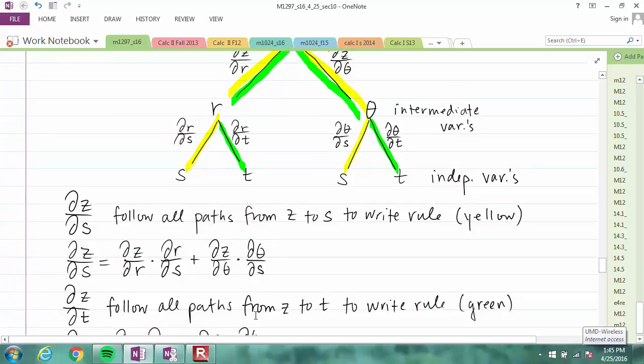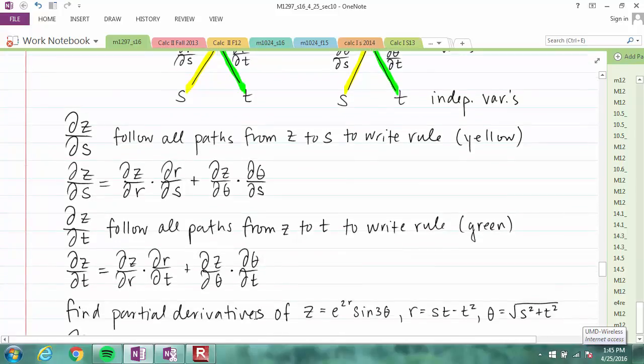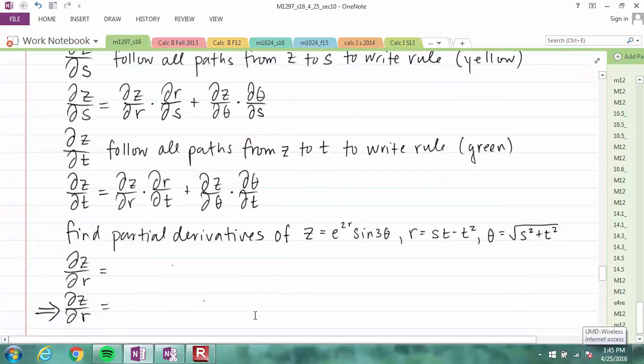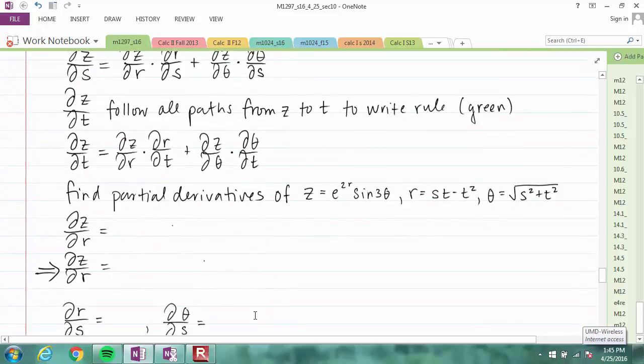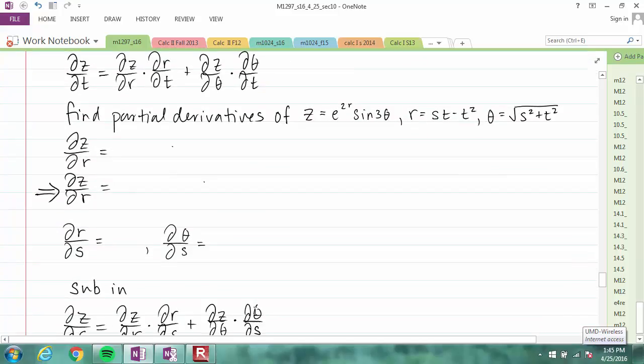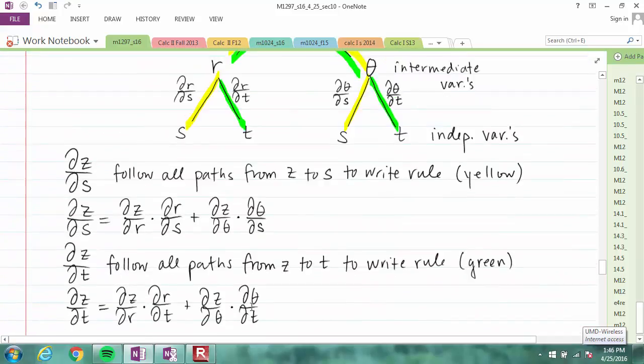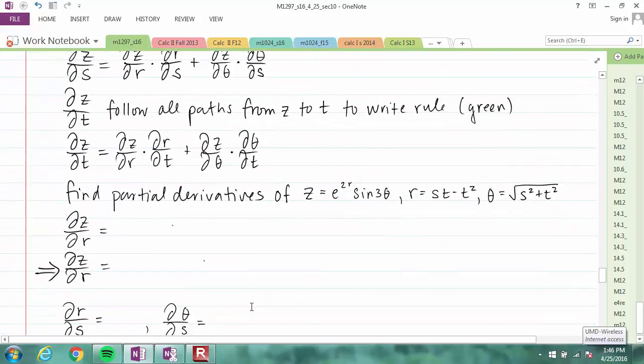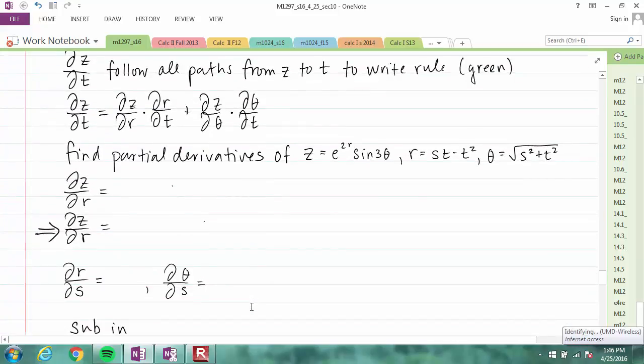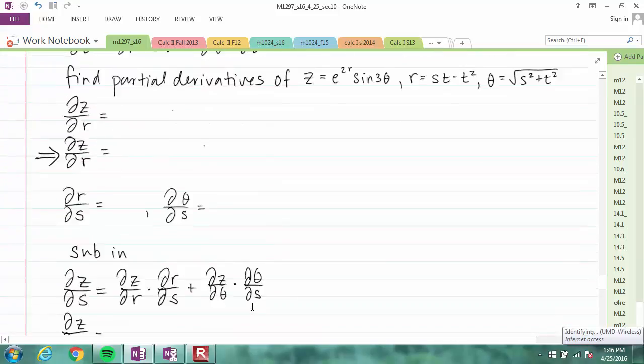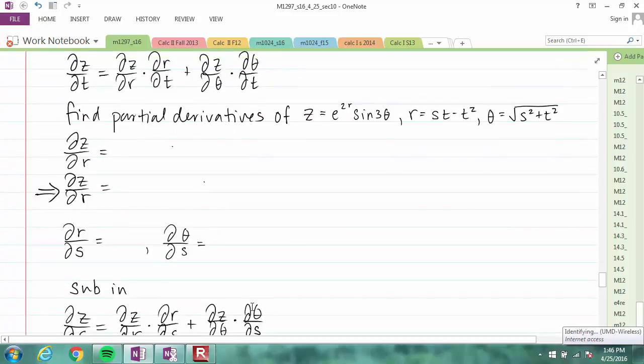We don't have time to also do dz over dt, so I'm just going to skip that part for now and go down to finding the partial derivatives so we can plug into our dz over ds. Why did I do that first? Okay, whatever. Oh yeah, I did do it first. So many partials, hard to keep track.